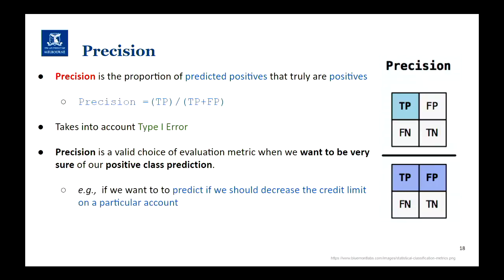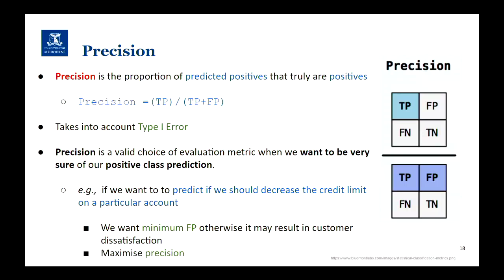An example when this could be applicable: let's say you're building a system for a bank that wants to predict whether a client needs to have their credit limit decreased. In this case, we want to minimize false positives, which is the case where you have decreased the limit unnecessarily, because that would generate a lot of customer dissatisfaction. So you want to minimize type 1 error and perhaps maximize precision.